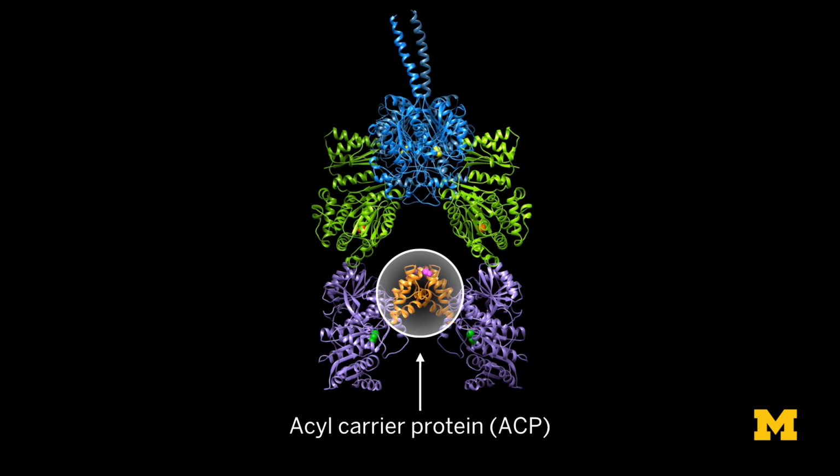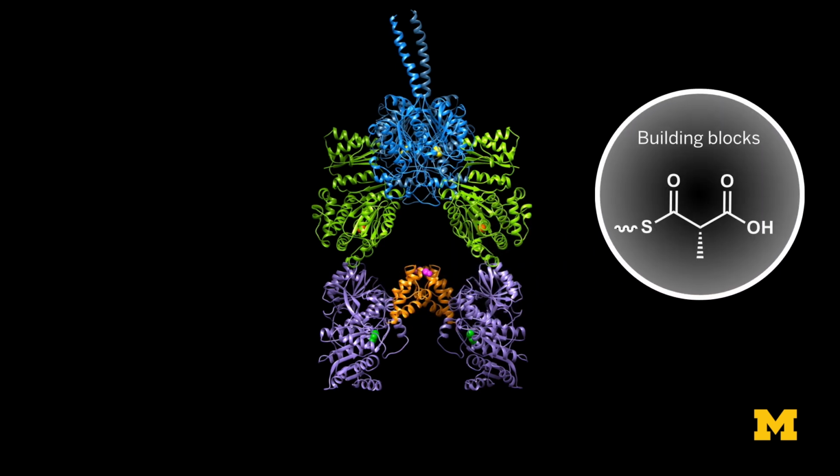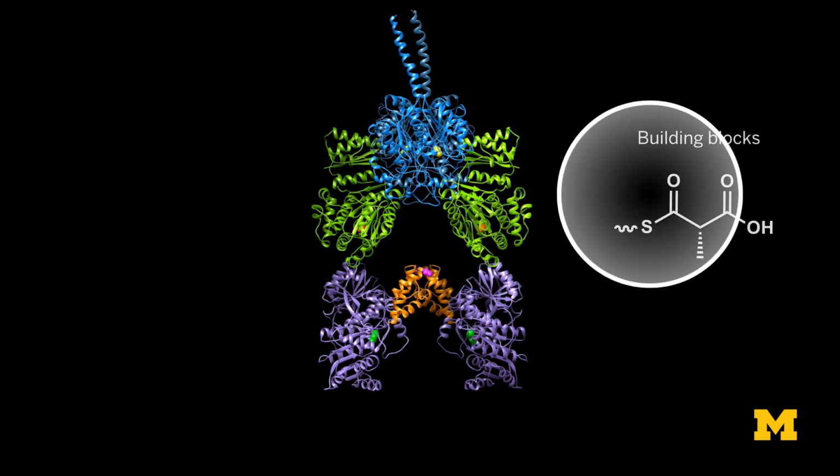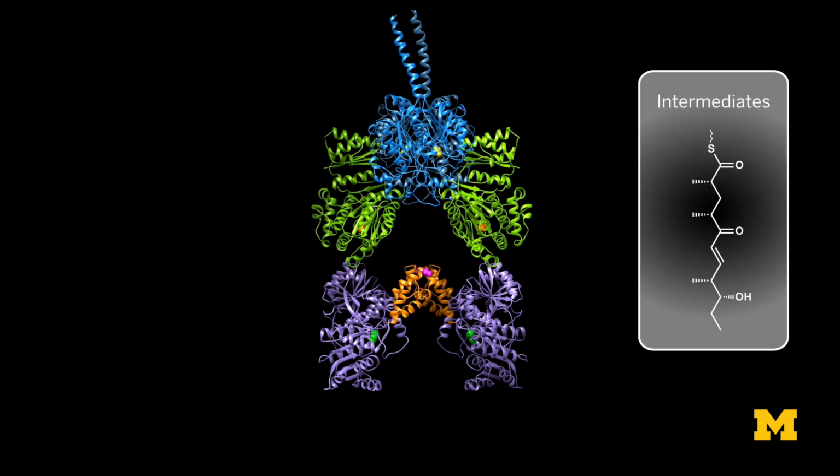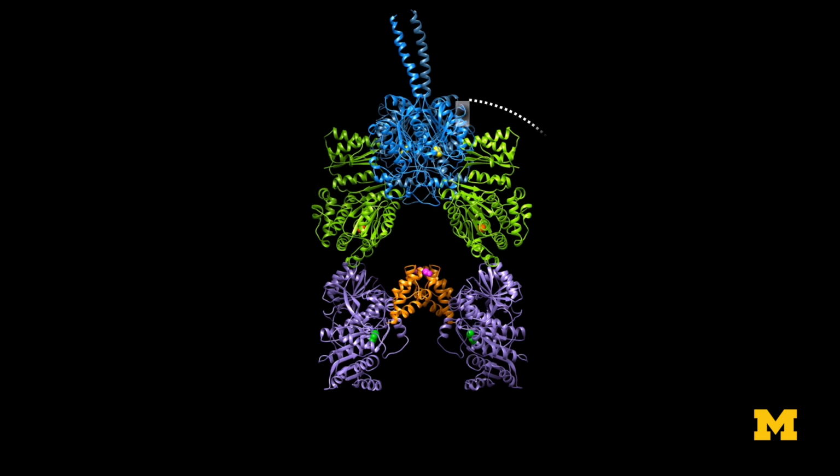The role of the acyl carrier protein is to transfer building blocks from the acyl transferase domain, the green one here, to the ketosynthase, and also intermediates from the ketosynthase to the ketoreductase, and finally to the ketosynthase of the next module. The following movie illustrates a recapitulation of the enzymatic cycle as captured by cryo-EM reconstructions.